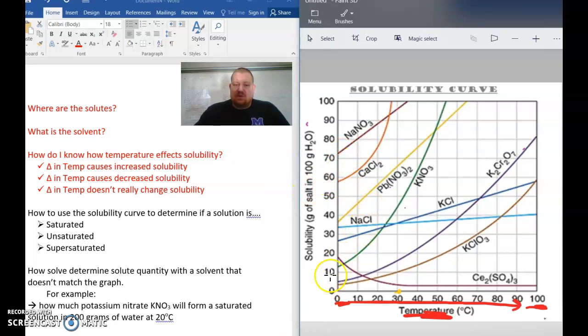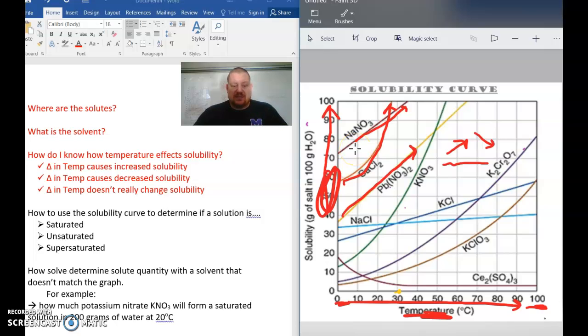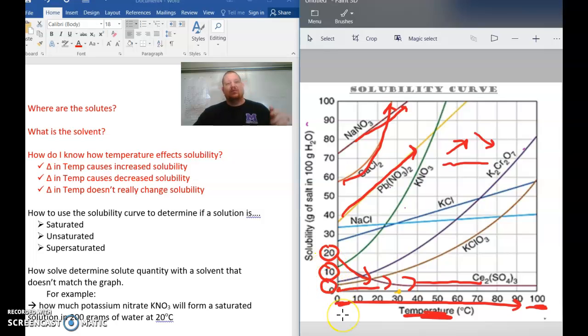We're either going to get a line that goes up, a line that trends downward, or a line that doesn't really change much. Most of these lines are moving up in some way or another. So for most of these, the amount of solute is going to get bigger as the temperature increases. But for some of them, like this one, see how it goes down? It kind of levels out. As it heats up from 0 on, the solute gets smaller. So it's going to decrease solubility as we increase the temperature.